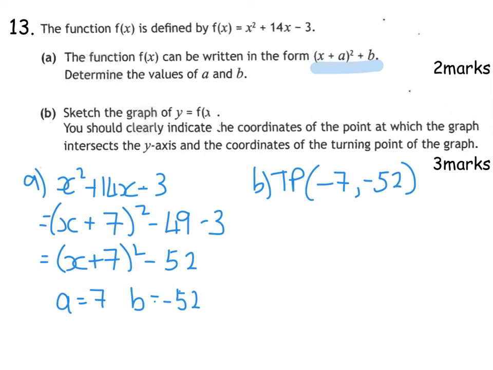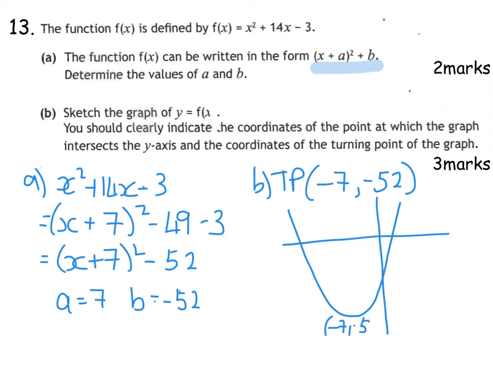So I'm just going to do a wee sketch just now to show you what I've got so far. So I've got a smiley face at minus 7 minus 52, which will be somewhere over here. So there's my turning point, minus 7 minus 52. Okay, and then the other thing it says is where the graph intersects the y-axis. Y-axis is when x is 0.